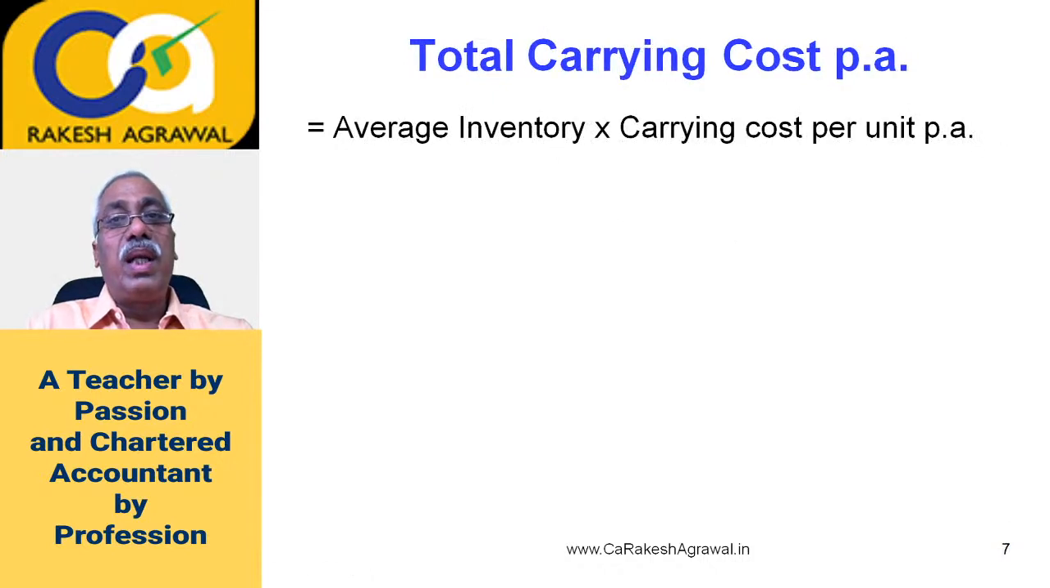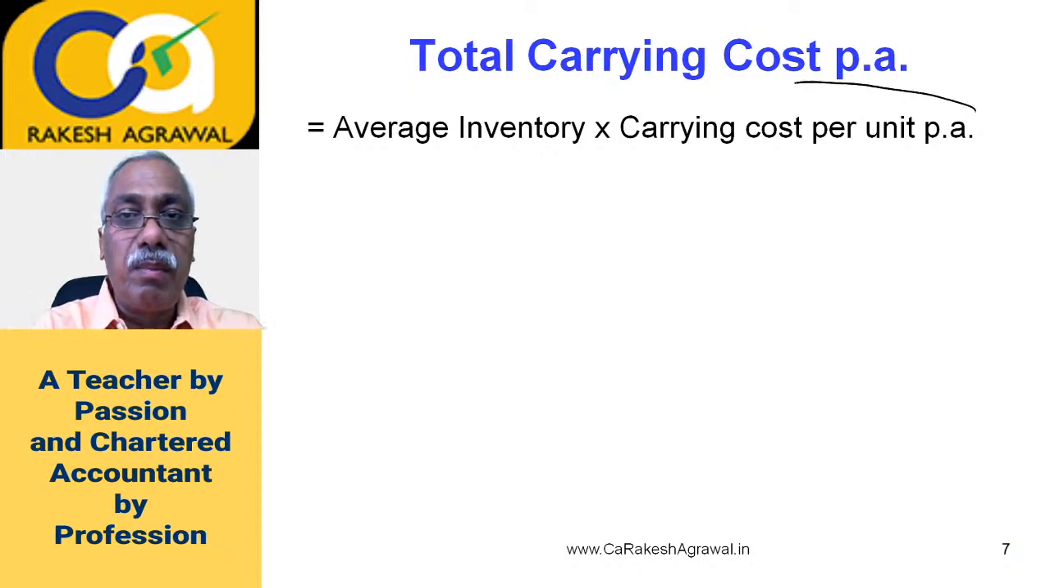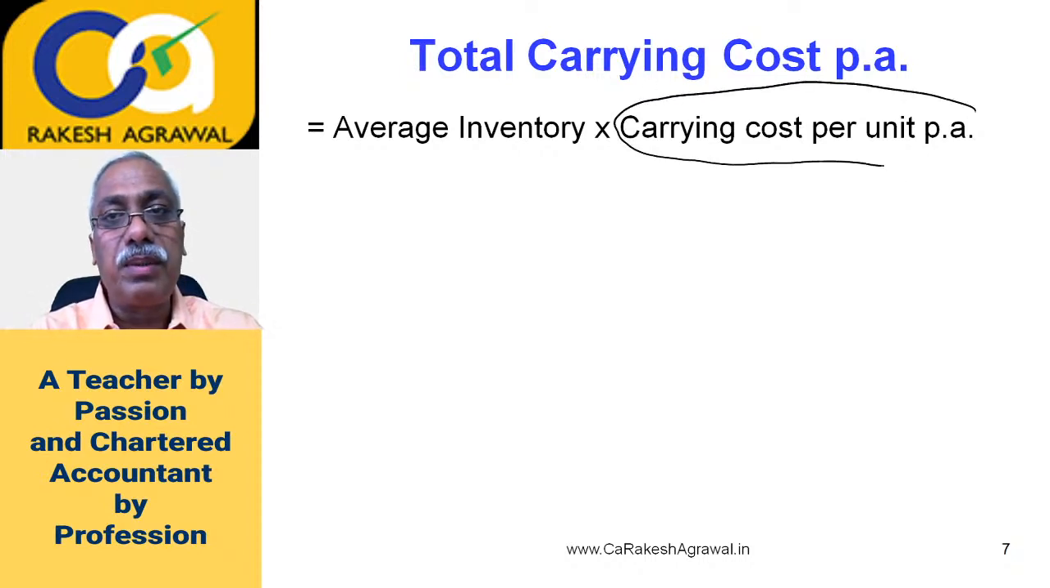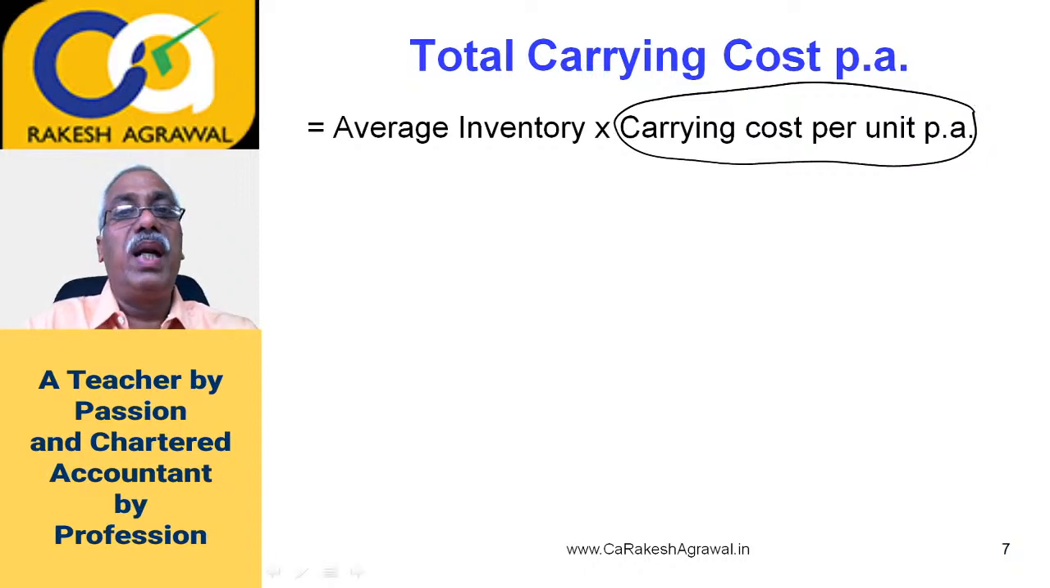Now we go for total carrying cost per annum. It is total carrying cost for the year, please remember. In Wilson's formula, in the denominator, we had taken the carrying cost of only 1 unit for 1 year. Now we want to calculate the total carrying cost for the whole year. To calculate total carrying cost, we have to multiply average inventory into carrying cost per unit per annum.